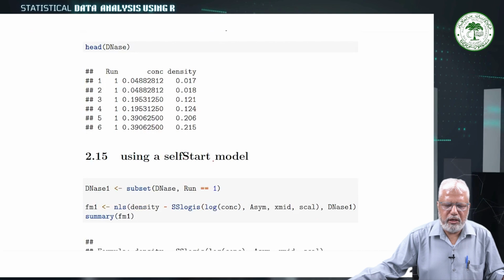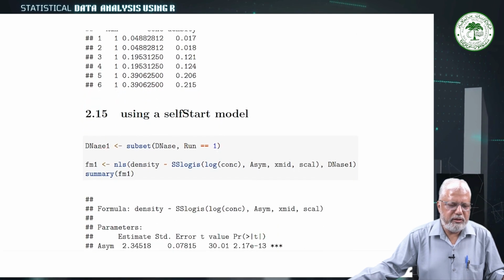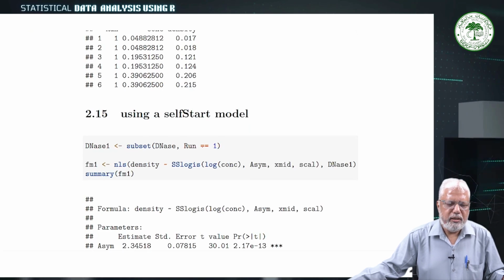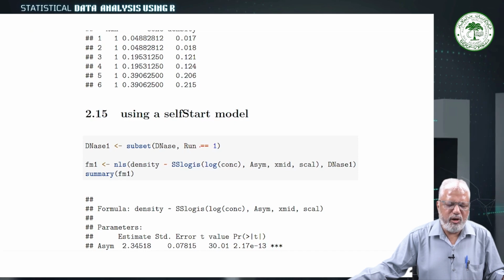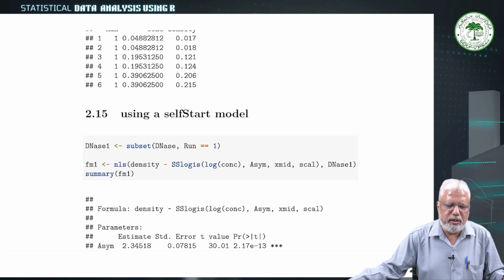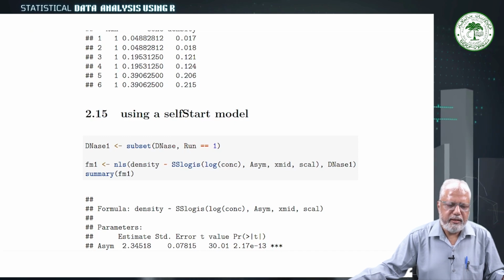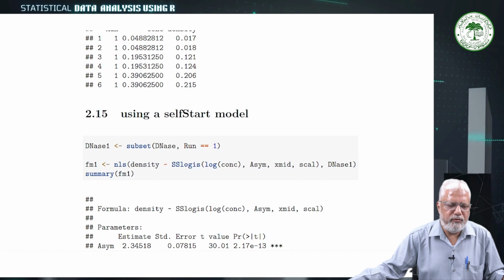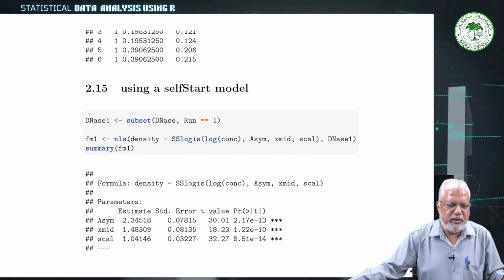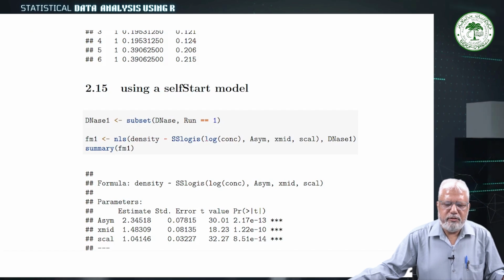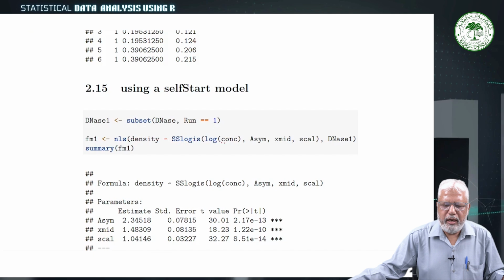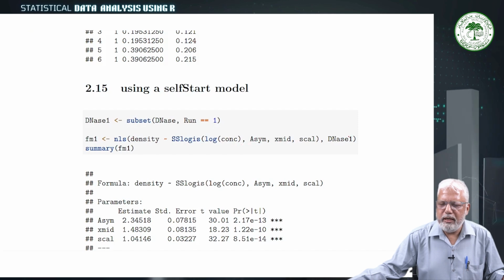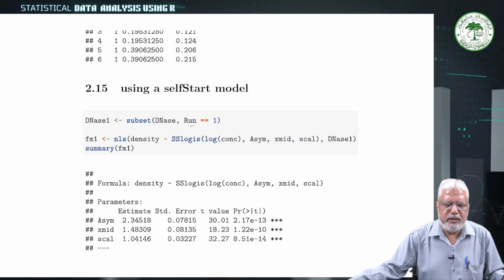Using a self-start model. First we have done DNase1 is equal to subset DNase, Run is equal to 1. There is Run equal to 1, Run equal to 2, like that. If we want to select those rows which belong to Run equal to 1, we can use the command subset DNase, Run equal to 1. It will select only those data which belong to Run equal to 1 and the remaining will be discarded. So fm1 model, fitted model 1, nls density, SSlogis, this is the logistic growth model, and these are the parameters of the model, log of concentration, and DNase1 is the data, based on run 1 only.